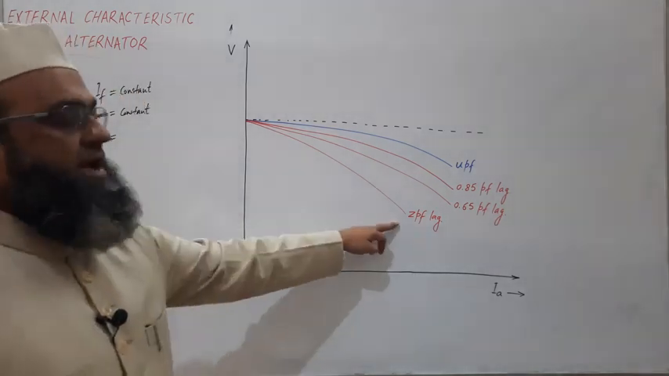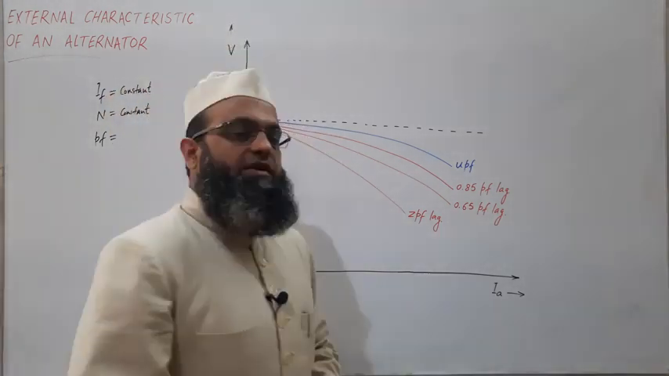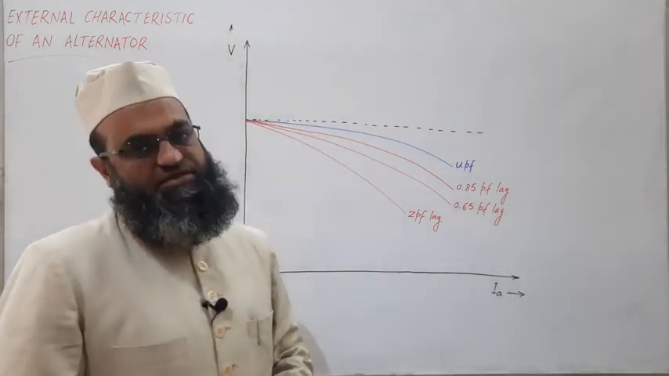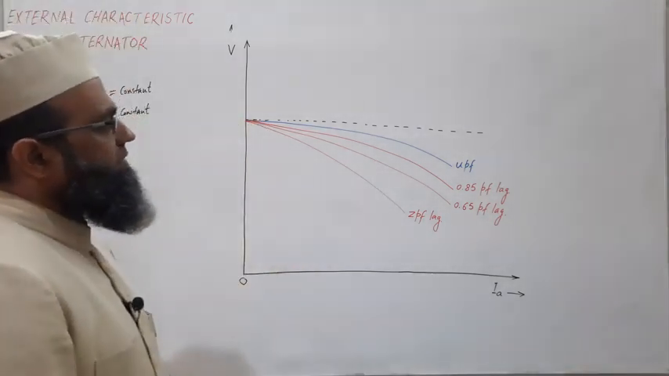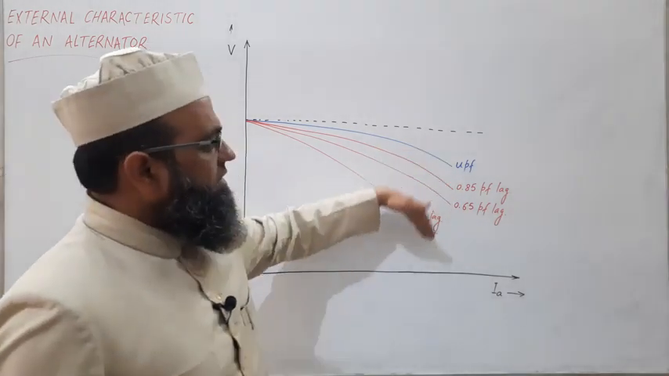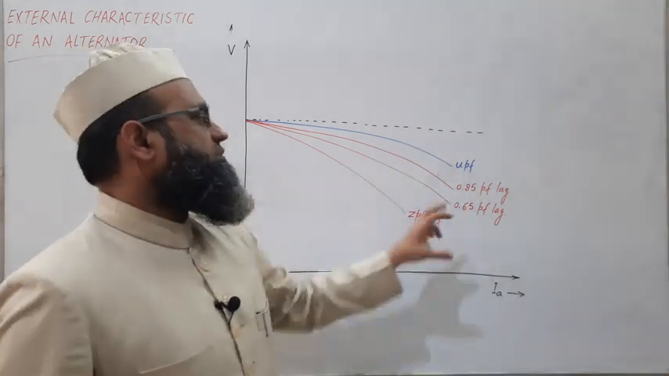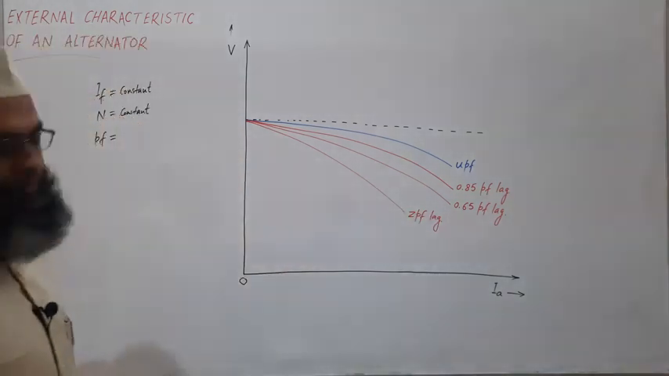In zero power factor lagging, we have seen that the armature reaction effect is purely demagnetizing, whereas for unity power factor, cross magnetizing, and in between lagging power factor, a mixture of these two, cross magnetizing and demagnetizing, right? We know it very well.